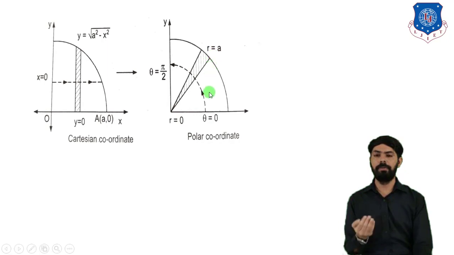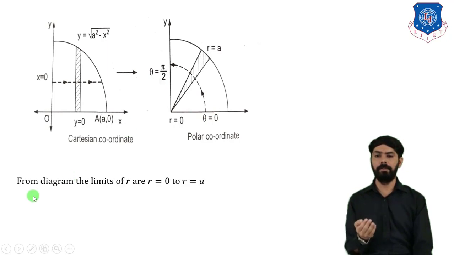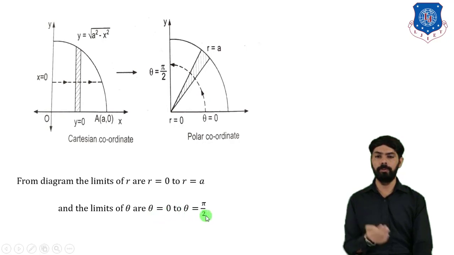Then after we will have to find the limit of theta. So here our region lies in the first quadrant, therefore the limit of theta will be from theta equal to 0 to theta equal to pi by 2. Therefore from the diagram the limits of r are r equal to 0 to r equal to a, and the limits of theta are theta equal to 0 to theta equal to pi by 2.